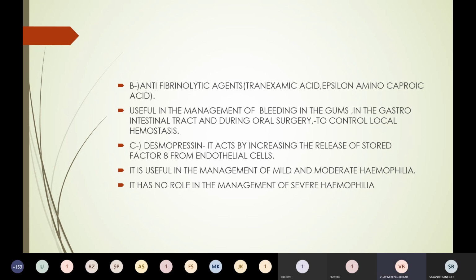Third modality is desmopressin. It acts by increasing the release of stored factor 8 from endothelial cells. It is useful in the management of mild and moderate hemophilia, but it has no role in the management of severe hemophilia.